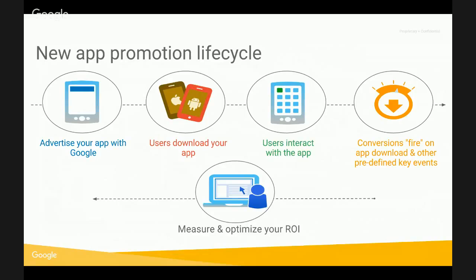The promotion lifecycle of a new app. First, you would advertise your app with Google. Next, users download your app due to the advertisement through Google. Once users download your app, they interact with it. While they interact, conversions fire on app download and other predefined key events that you have specified. During this whole period, you have to measure and optimize your return on investment.